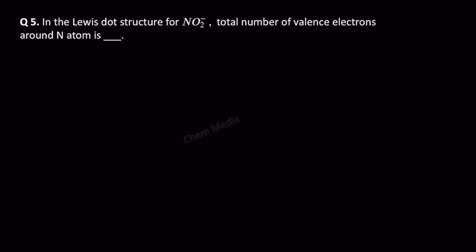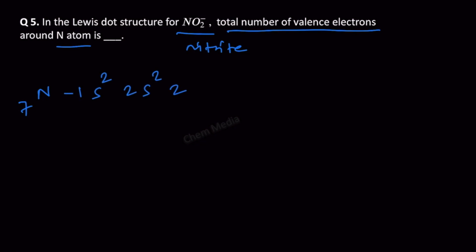In the Lewis dot structure for NO2 minus, that is nitrite ion, what is the total number of valence electrons around the nitrogen atom? For questions like this, we first need to find out the best Lewis structure possible and then we can count the total number of valence electrons. But to write the Lewis structure, first of all, we need the total number of valence electrons in the molecule itself. Atomic number of nitrogen is 7 and therefore the electronic configuration is 1s2, 2s2, 2p3.